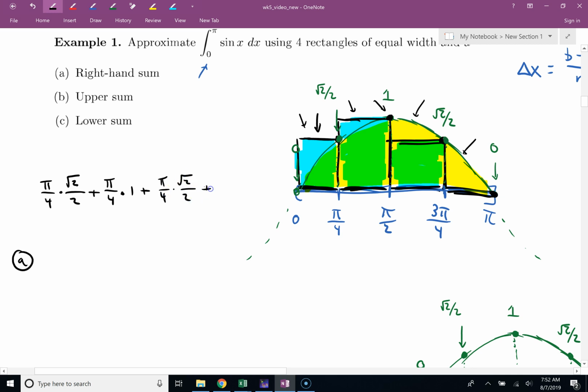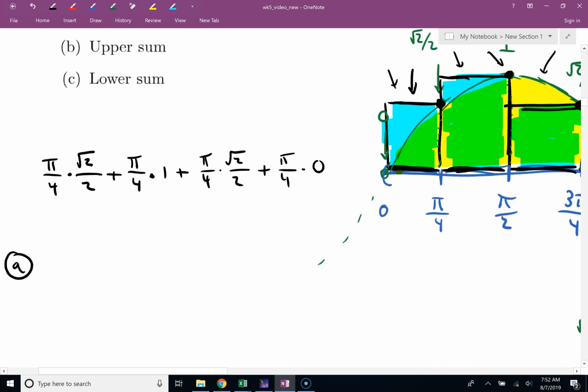And then finally, for my fourth rectangle, because we want to use 4 rectangles, I won't completely ignore this one. Again, the width is pi over 4, and the height here is going to be 0, though. So it's maybe tempting to not even write this one down. All of them have this width pi over 4, and then they have different heights that are based on the right-hand endpoints.